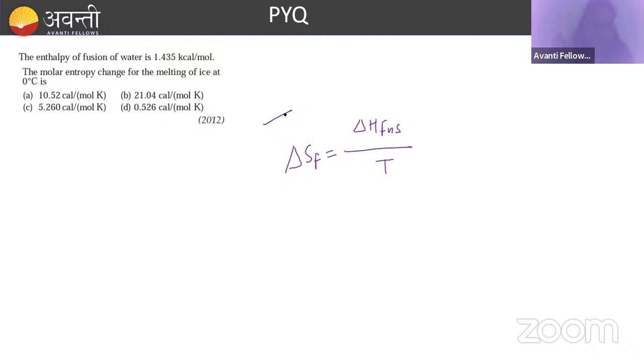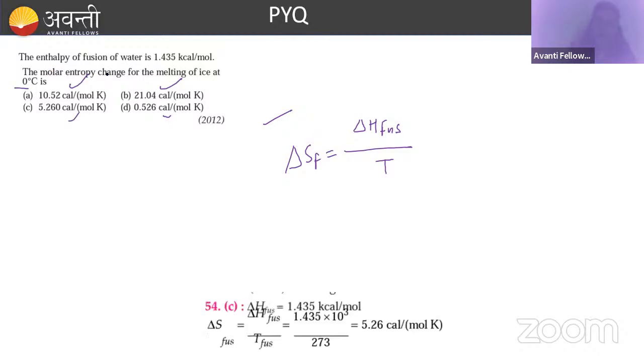Delta H of fusion is given to us, enthalpy of fusion 1.435 into 10 raised to 3 calories. Convert it into calories, why? Because the options are given in calories. The temperature is given as 0 degree Celsius, converted into Kelvin. Just put all these values and you will get your answer, 5.26 calories per mole per Kelvin. That is your answer, C, right? If in doubt in this, please remember this equation. This is again a very important equation. The fusion equation is a very important equation.